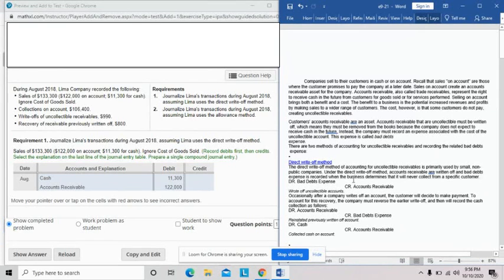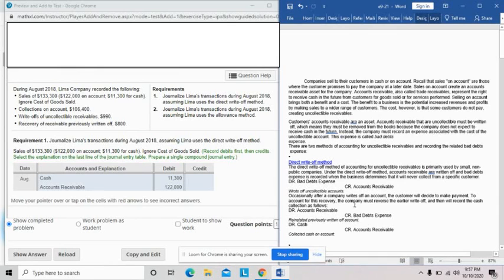The direct write-off method of accounting for uncollectible receivables is primarily used by small, non-public companies. Under the direct write-off method, accounts receivable are written off and bad debts expense is recorded when the business determines that it will never collect from a specific customer. So in this case, it would be a debit of bad debts expense and a credit in accounts receivable. The explanation for this journal entry would be wrote off uncollectible accounts.